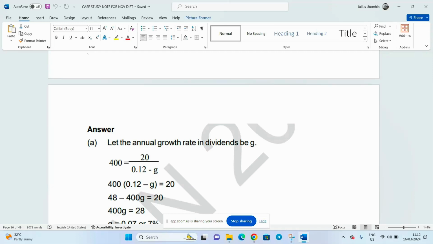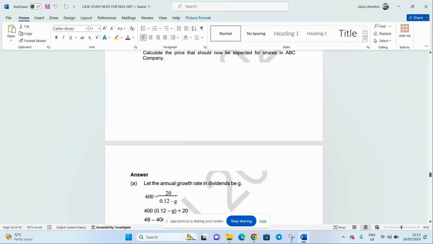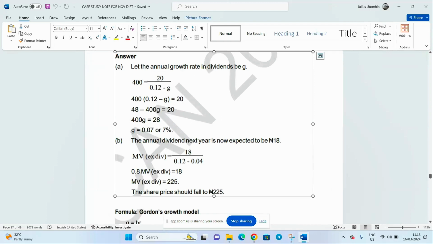So what are you going to do now? Multiply this denominator by 400. It will be 400 bracket open 0.12 minus growth bracket close is equal to 20. Open the bracket. I want you to pay attention and look at what I'm doing. Then open the bracket. You have 48 minus 400 growth is equal to 20. Then make G the subject of the formula. You have 48, 20 comes there, you have 28. So 28 is equal to 400 growth. Divide both sides by 400. So the growth will be 7%.